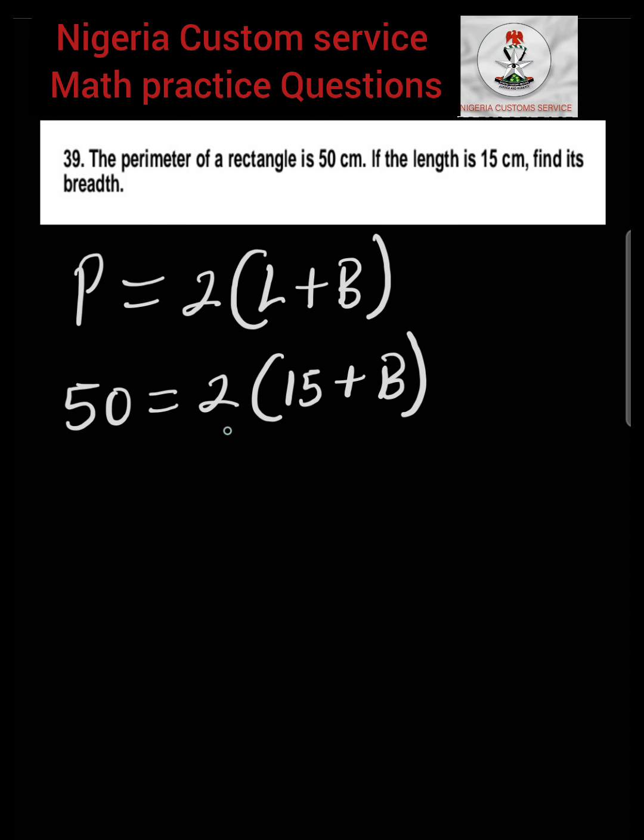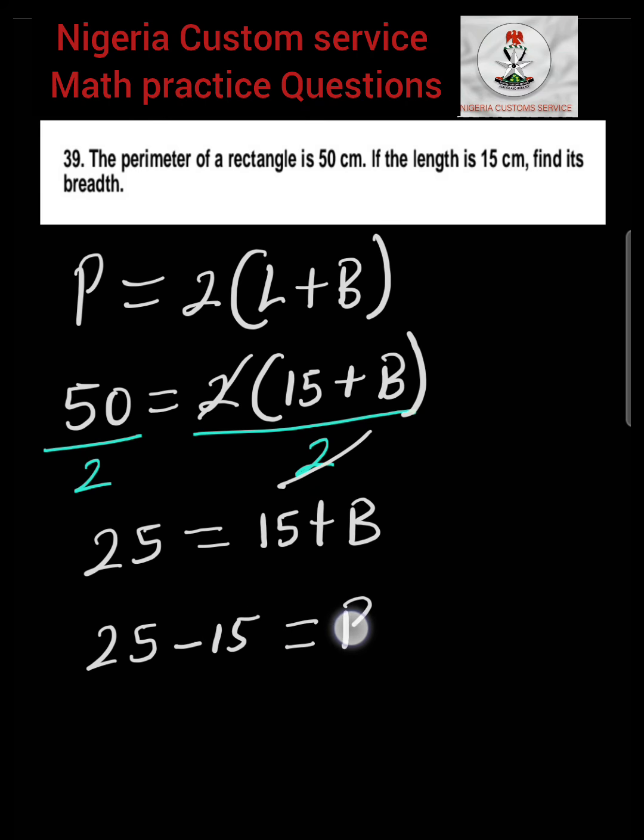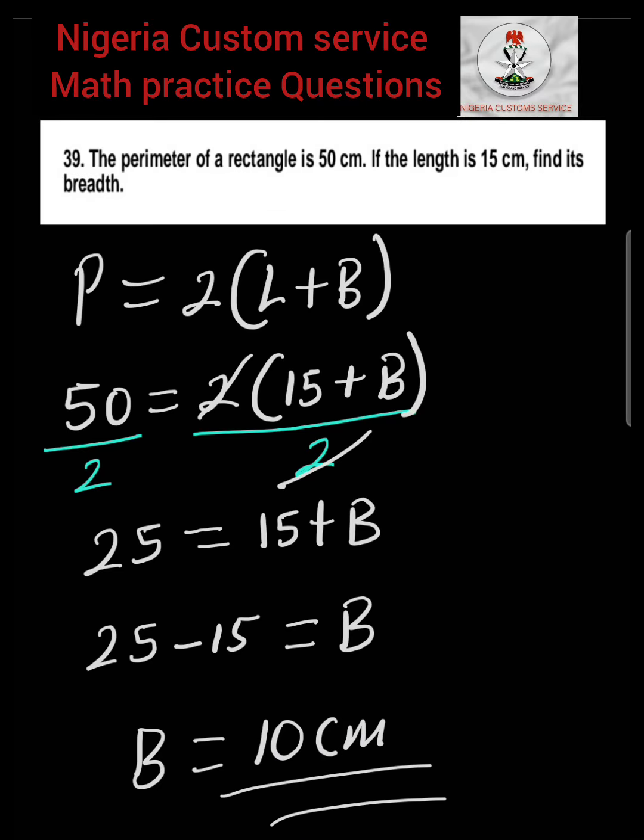So the next thing we're going to do, we can divide both sides by 2 in order to eliminate these two, to reduce this equation. So we divide the right hand side by 2. We do the same thing to the left hand side. So 50 divided by 2 is going to give us 25, which is equal to, this 2 is going to cancel this 2. We are left with just 15 plus breadth on the right hand side. Then what do we do next? We're going to take this 15 back to the left hand side. We're collecting the like terms. So we're going to have 25 minus 15, because when a positive crosses over, it is going to change to minus, everything will be equal to breadth. So therefore, breadth now is going to be equal to 25 minus 15, which is going to give us 10 centimeter. So this is how to answer this question.